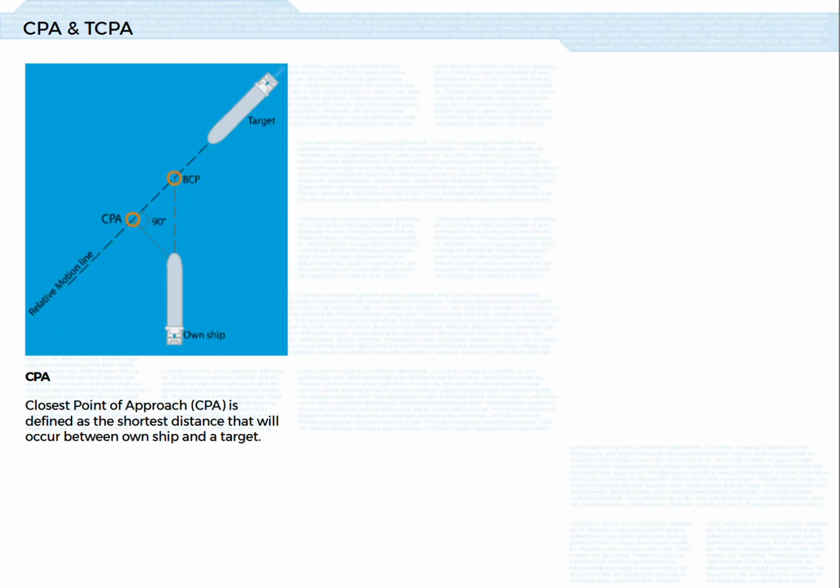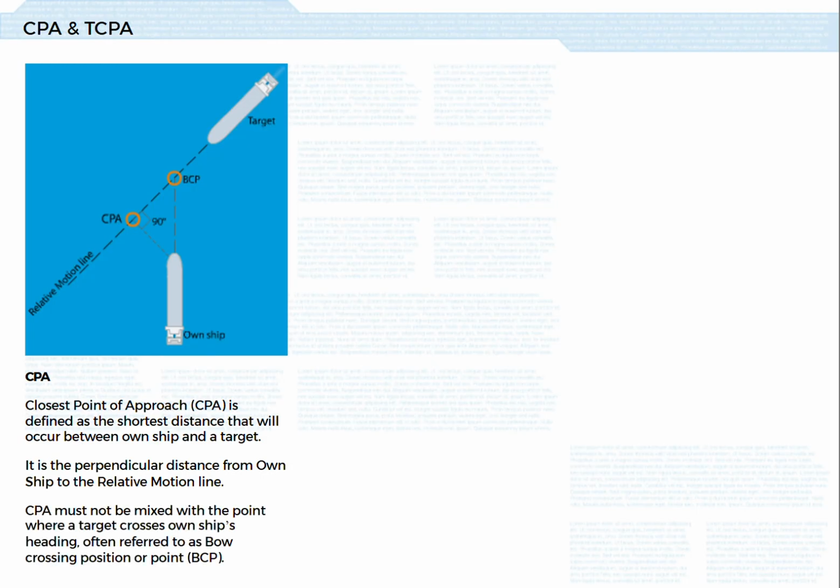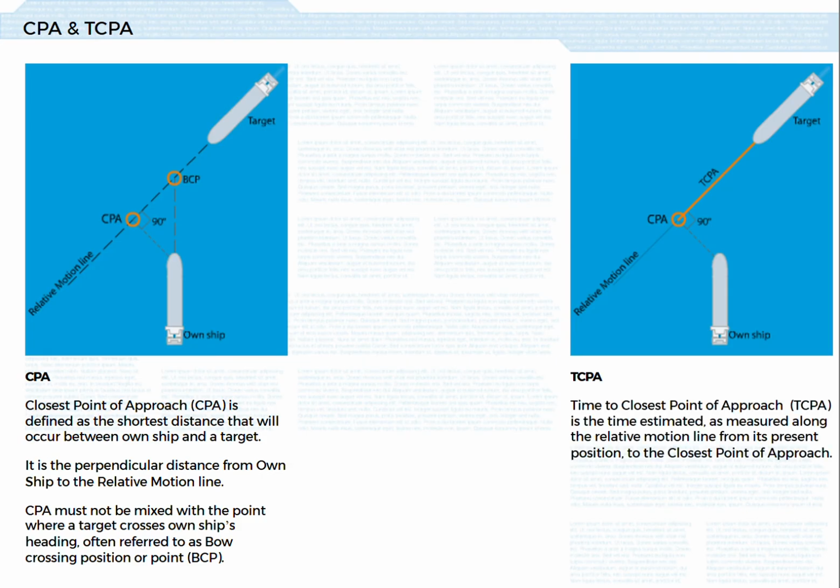Closest point of approach, or CPA, is defined as the shortest distance that will occur between own ship and a target. It is the perpendicular distance from own ship to the relative motion line. CPA must not be mixed with the point where a target crosses own ship's heading, often referred to as bow crossing position or point. BCP is the usual abbreviation for bow crossing position or point. Time to closest point of approach, or TCPA, is the time estimated as measured along the relative motion line from its present position to the closest point of approach.